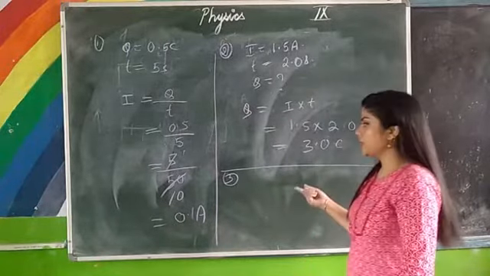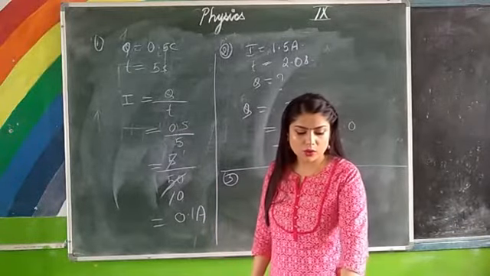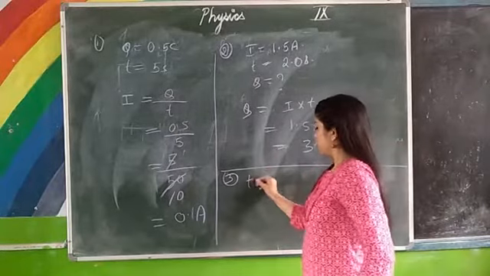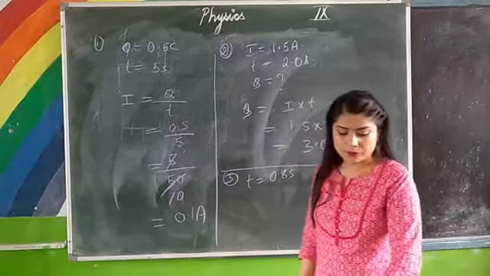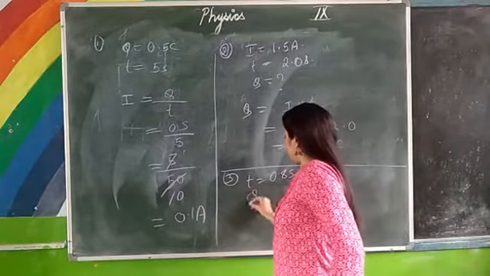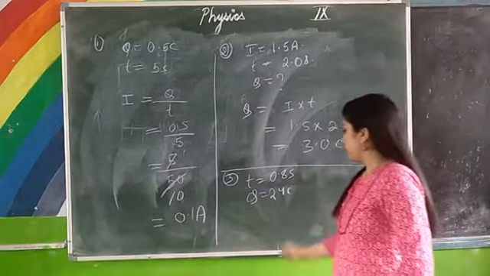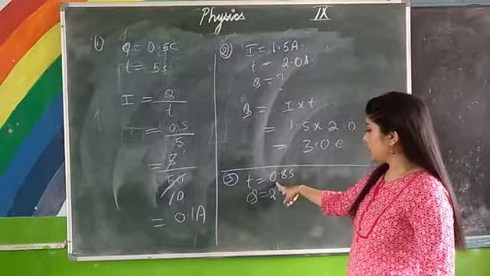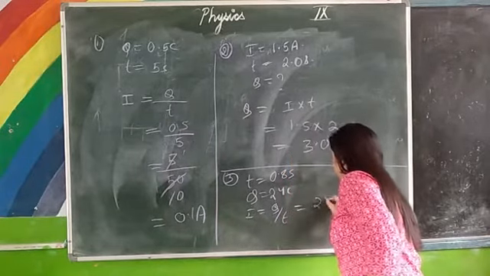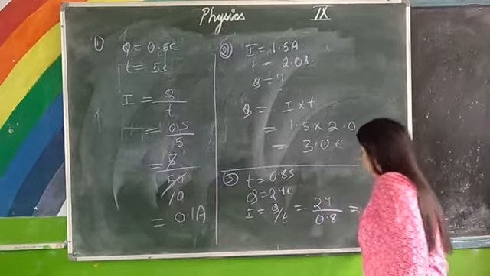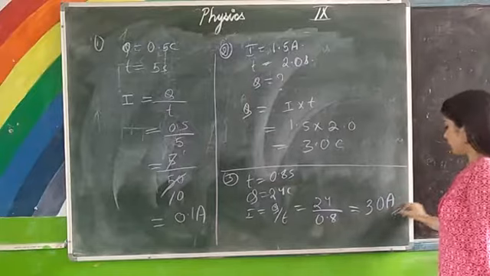Now, the last one. In the last one, the formula is still the same, just the values are different. When the starter motor of a car is switched on for 0.8 seconds, time is 0.8 seconds, a charge of 24 coulomb passes through the coil of the motor. Calculate the current. This much charge is passing through the motor in this amount of time. So the current is Q by T. This is 24 divided by 0.8. This will come out to be 40 ampere. Do the calculation, you will get a much better answer.